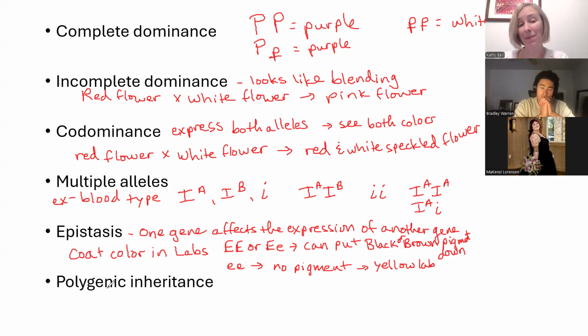Okay, and then our last one is polygenic inheritance. Poly meaning many, and gene. So you have two or more genes affecting one trait.